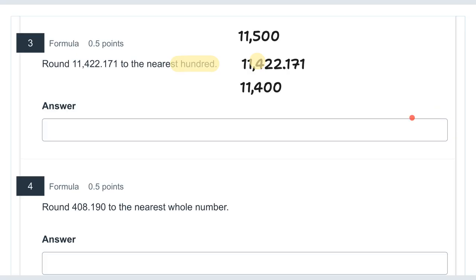Then we look at what comes after that 4, which is a 2. That 2 tells us to round down: 11,400. So in Canvas, we put 11,400 in the box.